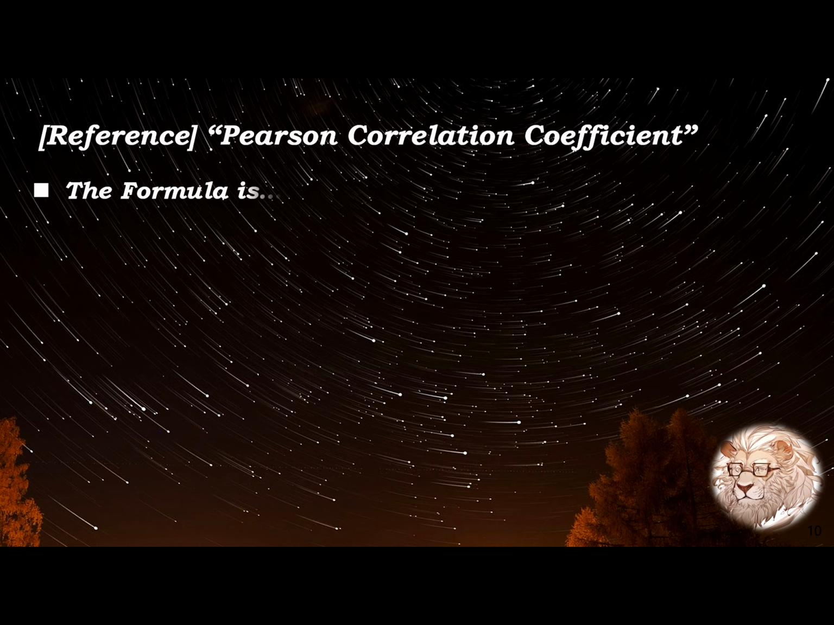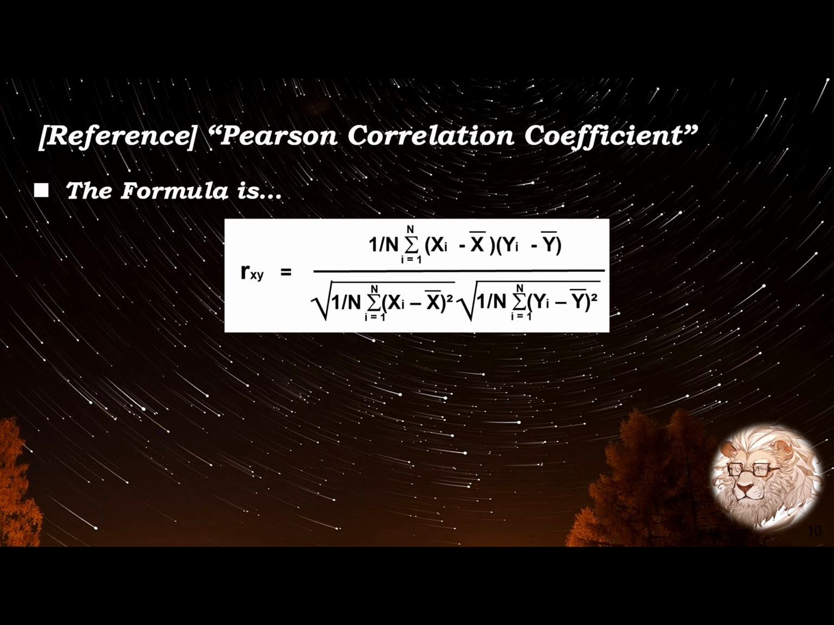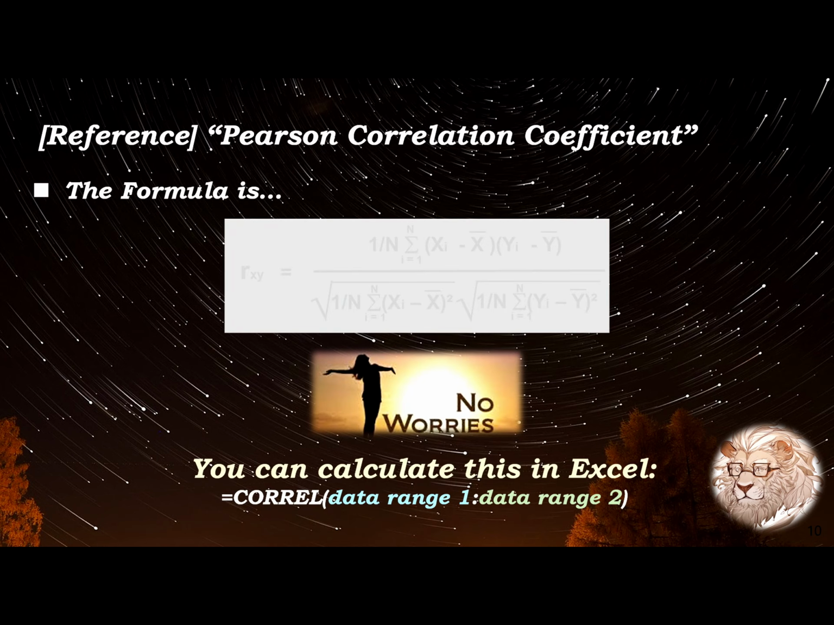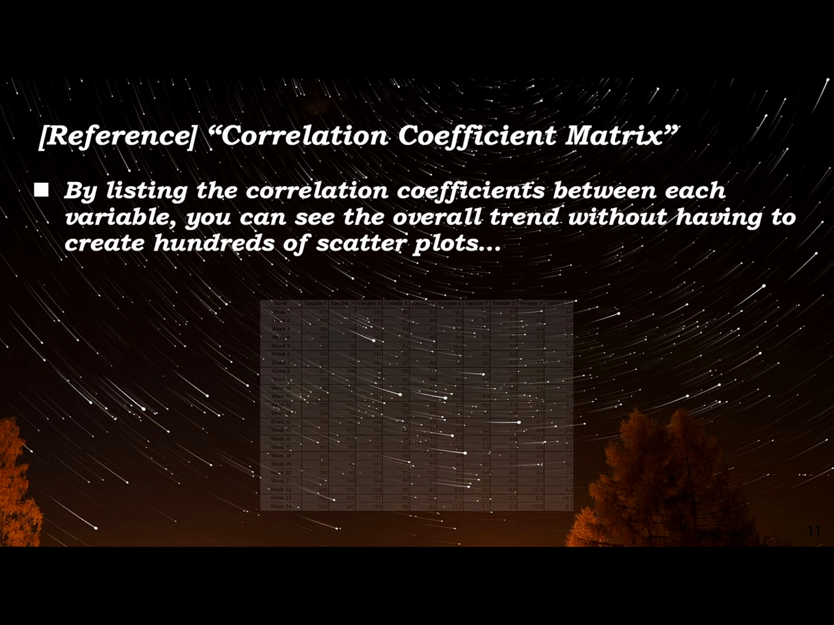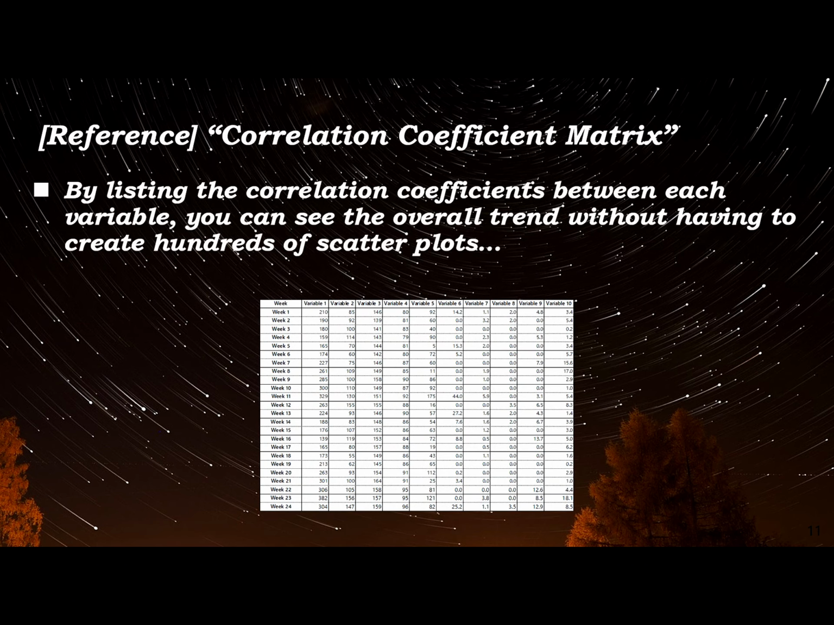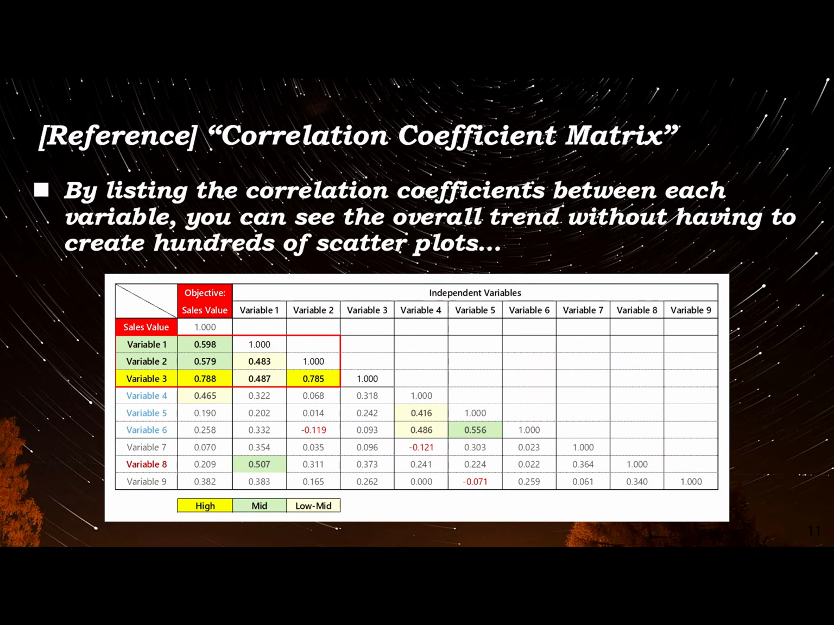For your reference, here is the formula for calculating Pearson correlation coefficient. Please do not worry at all. You can do this calculation automatically by using the Excel function. Also, you can create the correlation coefficient matrix from the Excel Data and Analysis menu. This is a much easier way to review the correlation coefficients among all variables by one-time procedure.